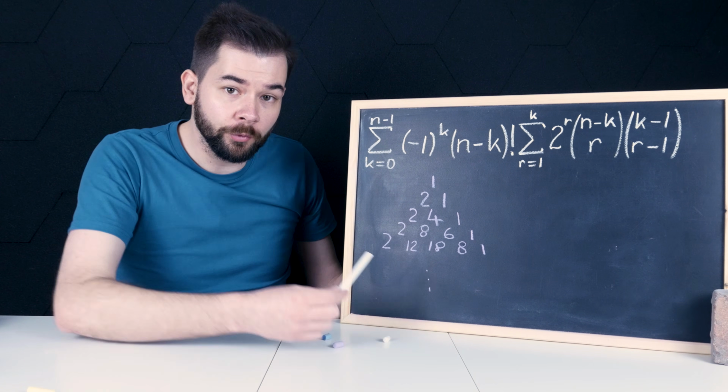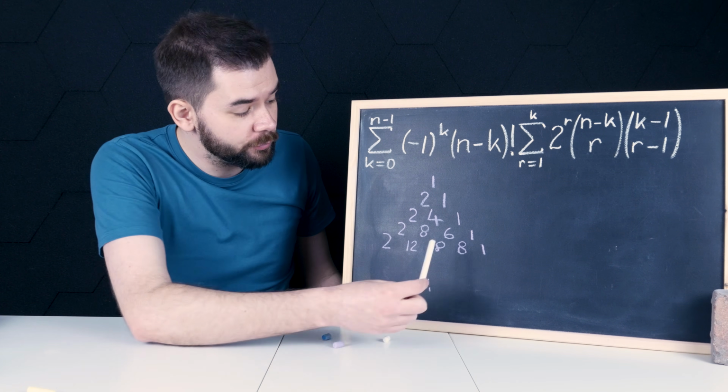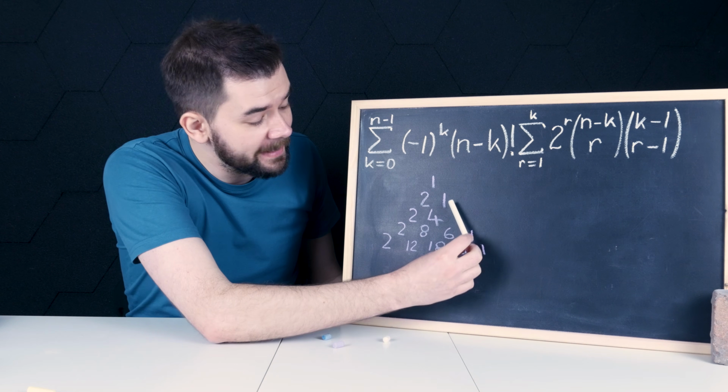And now I'm going to make what we call the signed version of the triangle, which is where we make the entries positive and negative based on these diagonals.